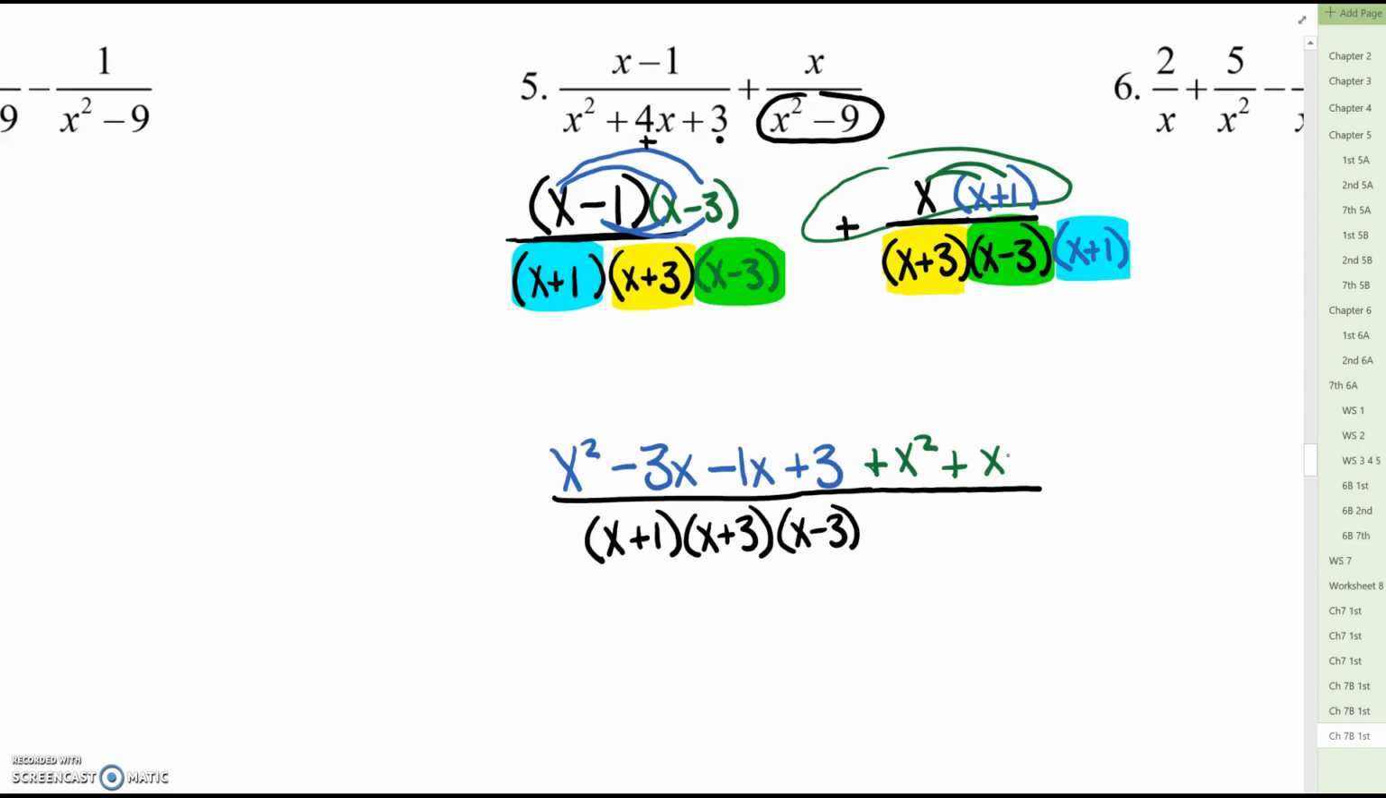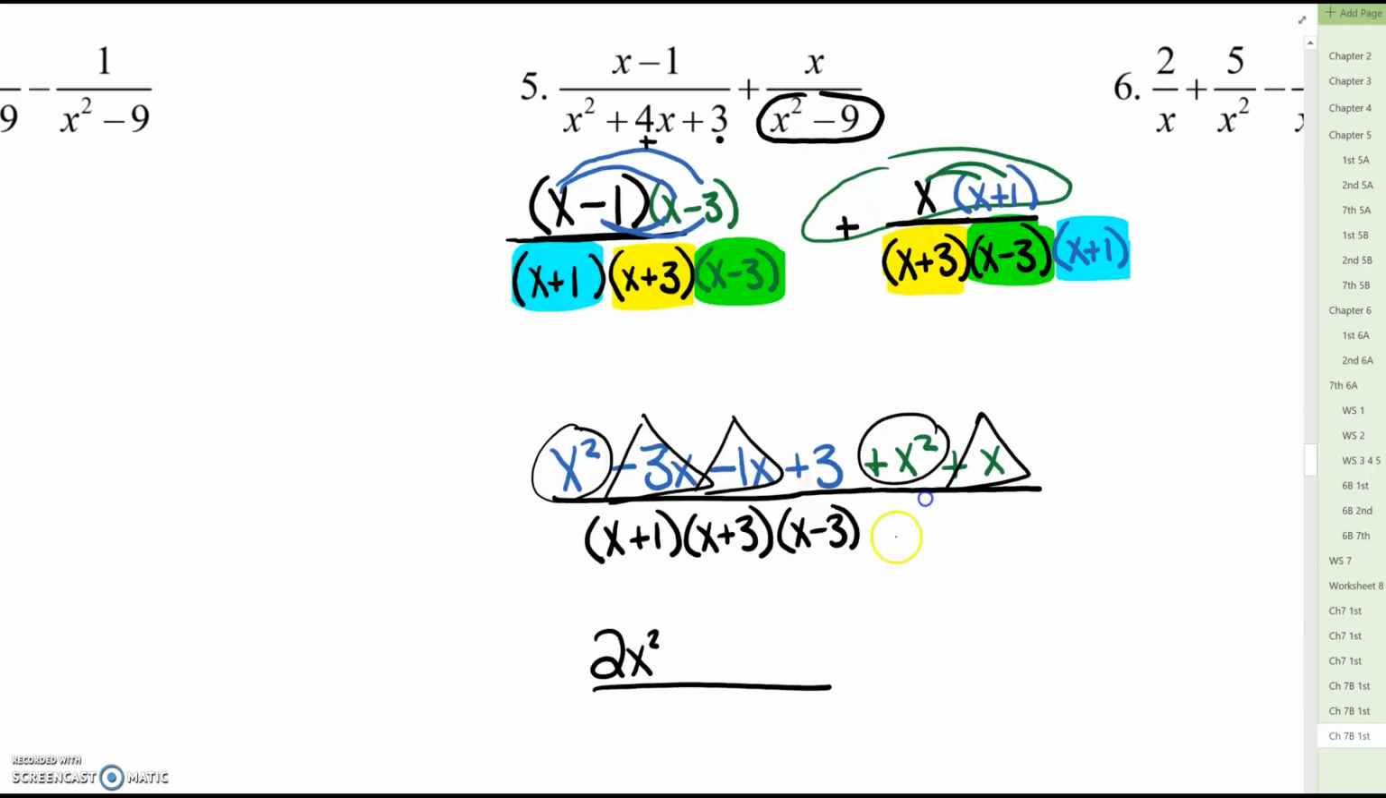Okay, so multiply out the numerators. Notice I did not multiply the denominators. Don't worry about multiplying out the denominators. Just multiply the numerators so that you can combine your like terms. So next we need to combine our like terms. I've got x squared and x squared. That would be 2x squared. Negative 3x, negative 1x, and positive 1x, that would combine to be negative 3x plus 3. And the denominator, x plus 1, x plus 3, x minus 3.